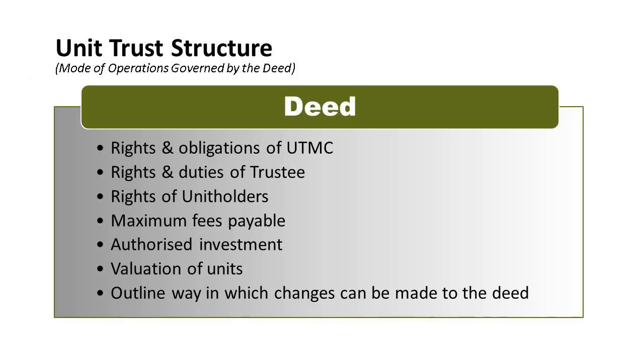The deed is like a contract, a contract on how they operate the structure. Because the deed is a contract between the three parties: UTMC, trustee, and the investors. They will have a contract: what you can do, what you cannot do, what to do if you want to change something. So this is where they highlight the rights and obligations of a UTMC, the rights and the duties of the trustee, what they must do, plus the rights of the unit holder, what you can do, what you need to do, how much you need to pay. They are all in the contract.